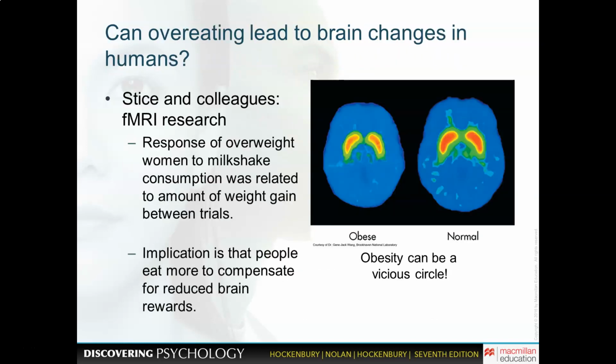And this just talks about, can overeating lead to brain changes in humans? These were functional magnetic resonance imaging research, or fMRI. On the left here, this just shows reduced dopaminergic or dopamine receptor activation in the brain, whereas in a quote unquote normal brain, you can see the increased activity right here.